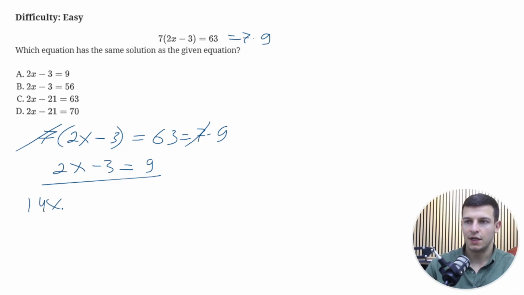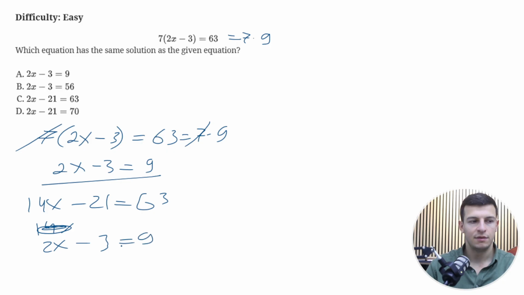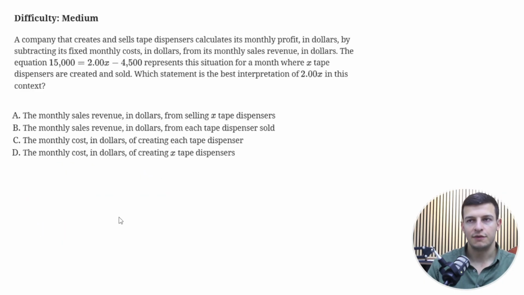So 14x minus 21, I want to say 21, yes, is equal to 63, and then 14x. To go from this to any of the answers above, you probably have to divide by something, probably 7, right? So 2x minus 3 is going to be equal to 9. Same stuff, but I like the first way because it's much faster. Okay, now let's move on to medium difficulty questions.